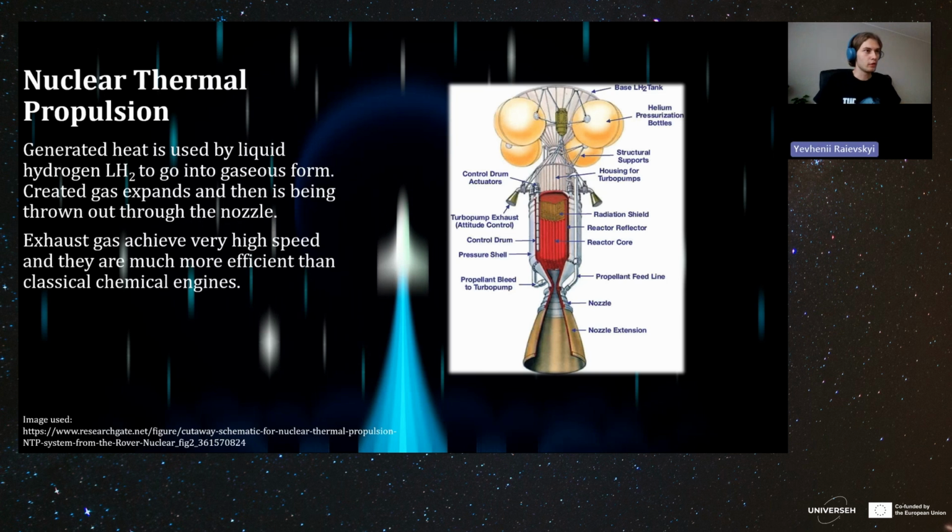It uses a small nuclear fission reactor as the heat source for a rocket engine instead of a chemical combustion reaction. These are presented on the right side of the slide. In this propulsion system, a compact reactor core, in the red color here, operates at a very high power density and temperature. The propellant, usually liquid hydrogen, is pumped through channels in or around the reactor core, where it absorbs heat from the fission reaction. The hydrogen gas expands to a very high temperature.